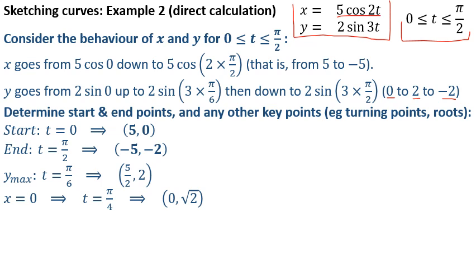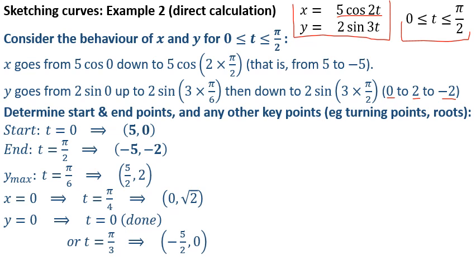Be careful when you're solving a trig equation. I've got t equals pi by 4. That was the point within the range 0 to pi by 2 that satisfies this equation. But you want to look out and make sure you found all possible solutions within the range and investigated each of them. That's what happens with y equals 0. There are two solutions I found. T equals 0, which actually is the same as the starting point. And t equals pi by 3 is another solution. And that gives me an x value of minus 2.5, with a corresponding y value, of course, of 0.